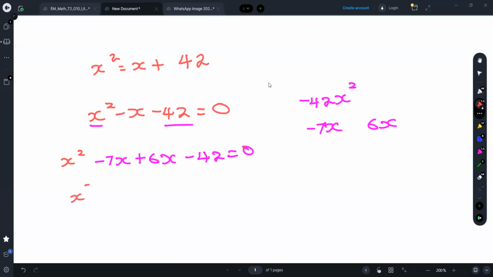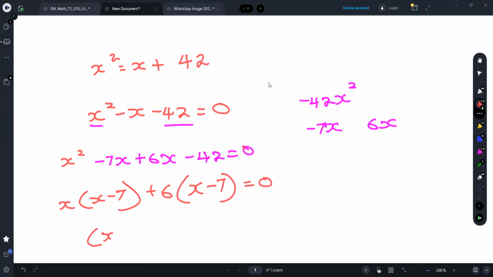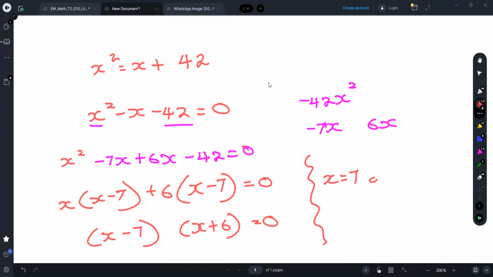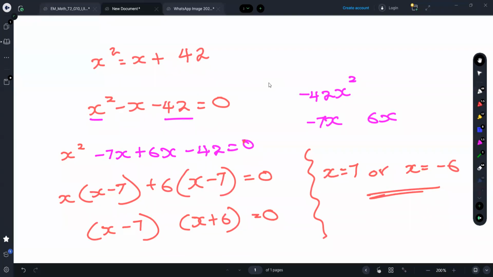Then I can take X out from here: X minus 7. I can take plus 6 out: X minus 7 equals 0. So X minus 7 into X plus 6 equals 0. Therefore, X equals 7 or X equals minus 6. These two are the answers. Write this down.